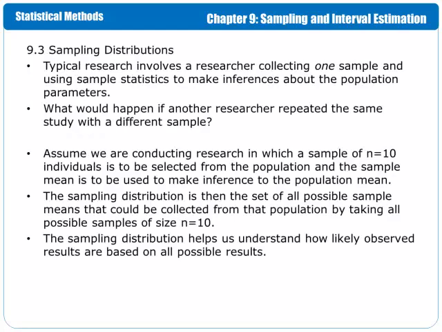Typical research involves a researcher collecting one sample and using sample statistics to make inferences about the population parameters. What would happen if another researcher repeated the same study with a different sample? Assume we are conducting research in which a sample of n equals 10 individuals is to be selected from the population, and the sample mean is to be used to make inference to the population mean. The sampling distribution is then the set of all possible sample means that could be collected from that population by taking all possible samples of size n equals 10. The sampling distribution helps us understand how likely observed results are based on all possible results.